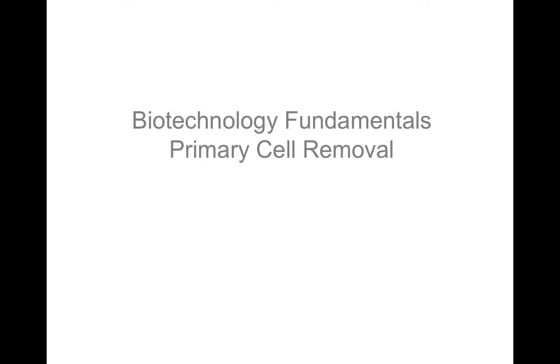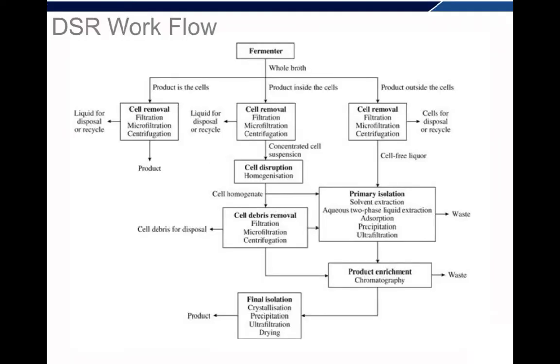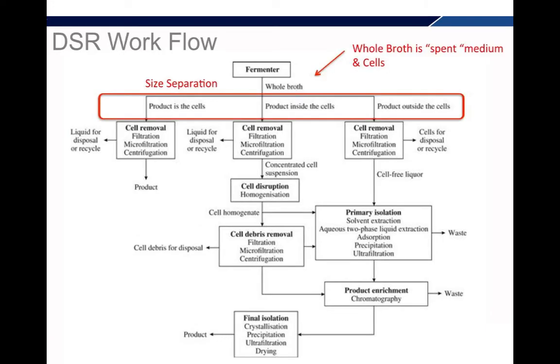In this video, we're going to go over some of the basics of primary cell removal. This will be removing cells or separating the cells from the broth out of a fermentation, and we'll primarily focus on centrifuges and centrifugation. So if you remember in our downstream recovery workflow, we end up at the end of the fermentation with a whole broth, which is the spent media and the cells, and we're looking to first do a size separation to separate the cells that are in the broth from the liquid. And this would be the primary cell removal step.